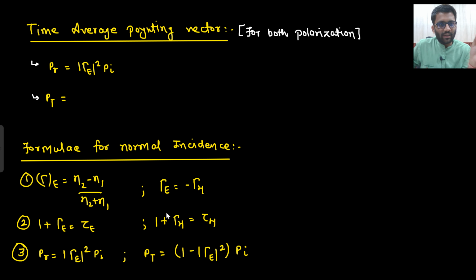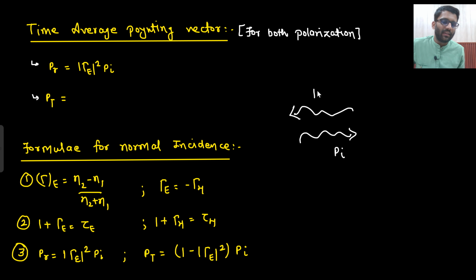For both polarizations, the time average Poynting vector formulas are the same. So what are those formulas? In the case of normal incidence, what we studied was that the reflected power was gamma E square times Pi. Basically, if this was my incident EM wave carrying the power Pi, the reflected EM wave would have gamma E square Pi power, right?